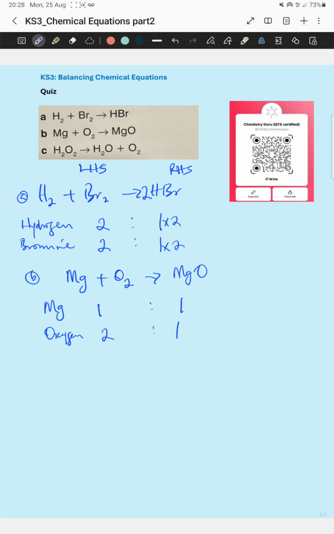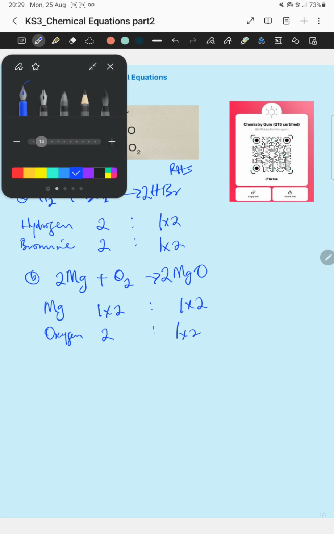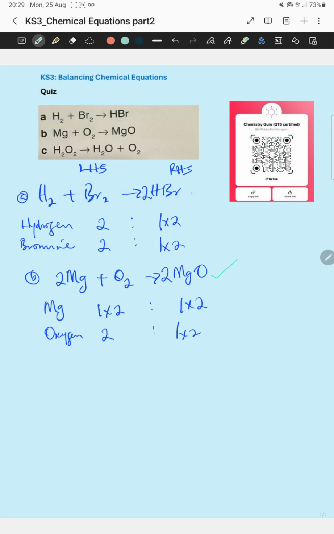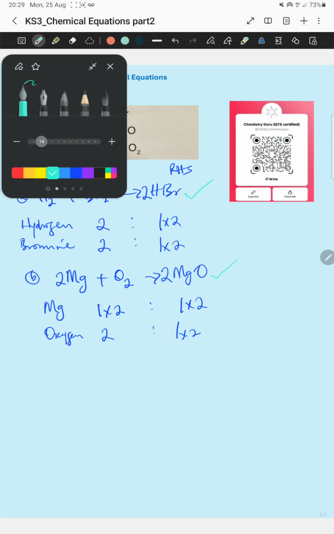So for us to have 2 oxygen on the right hand side, we multiply by 2. So we'll come here and put 2. And then at this point now, we have 1 magnesium on the left hand side, 2 magnesium on the right hand side. The oxygen is balanced, 2 to 2 on both sides. So what do we do to the magnesium now that's not balanced? We multiply again by 2 to make it balanced. So we put 2 at the front. So this is the correct chemical equation. This is the balanced equation for this reaction. So now let's go to the third one.